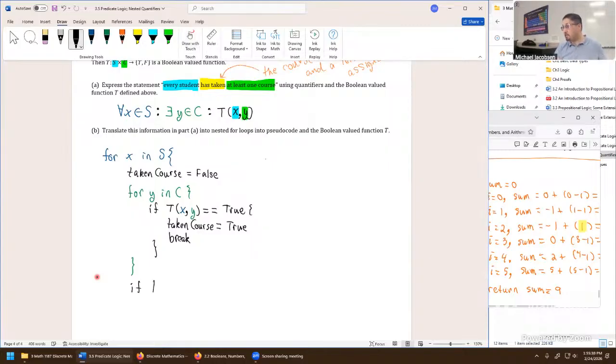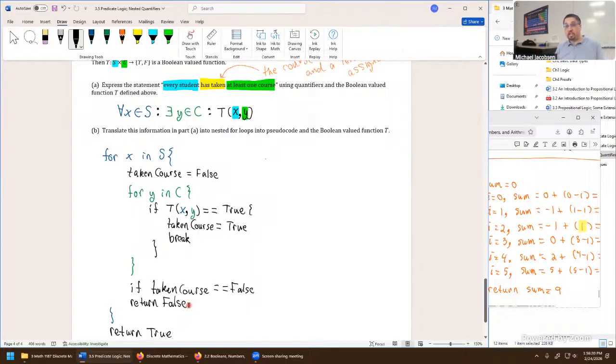If taken course is, let's make a comparison check, false, still false altogether, we're going to return false. We're just going to end and say we have a false on this. Altogether, the syntax will end. This would end the for loop right here at this stage. And then we would go to return true at the end.